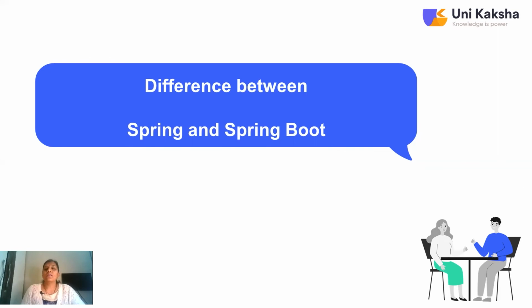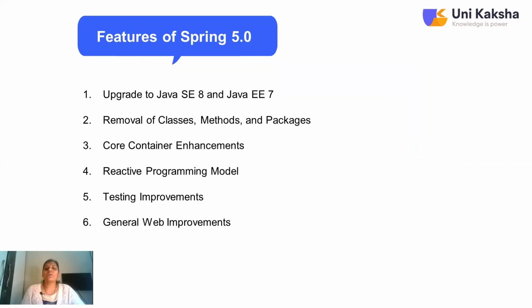Now let's have a look at the features of Spring 5.0. So these are the features of Spring 5.0. This is considered the latest version of the Spring framework. Basically, it provides lots of features which we can use to make our development easier and more precise. So let's have a look at all these features one by one.